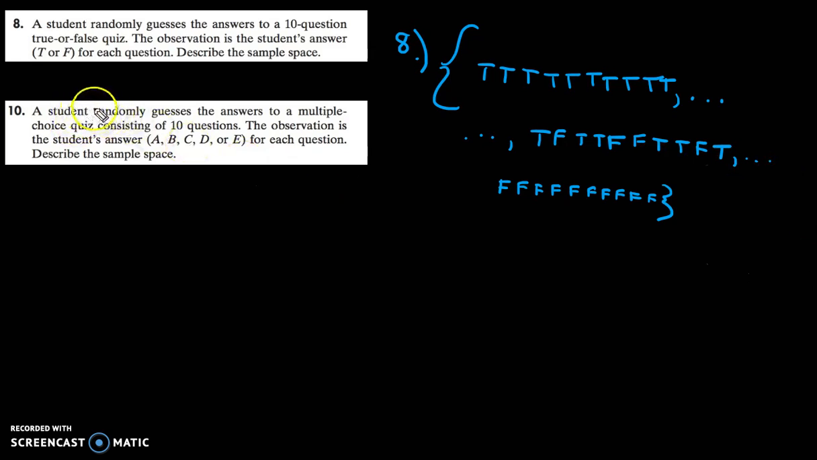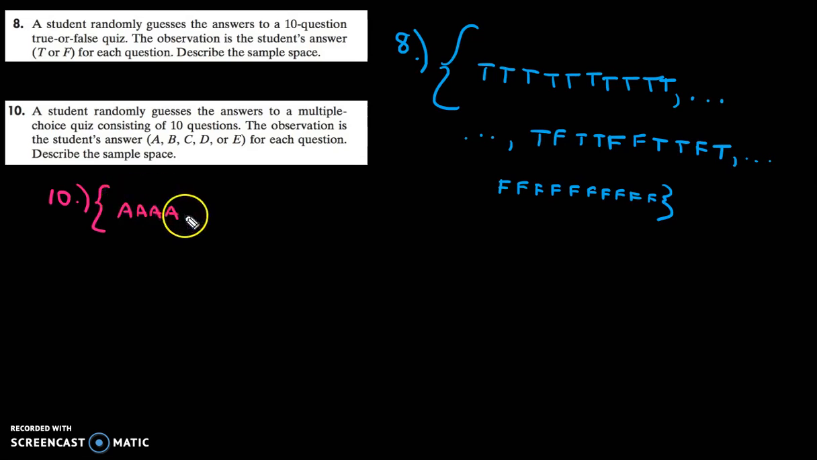Okay, on 10, it says a student randomly guesses answers to a multiple choice quiz with 10 questions, and the observation is the answer. So this one would be even longer. It'd be 5 to the 10th would be the size of it, even though we'll get into size more in 16.2. You have 5 choices for 10 different questions. So let's say you could start out with, if we're just thinking of the most bland kind of scenario, you could just start out with 10 A's.